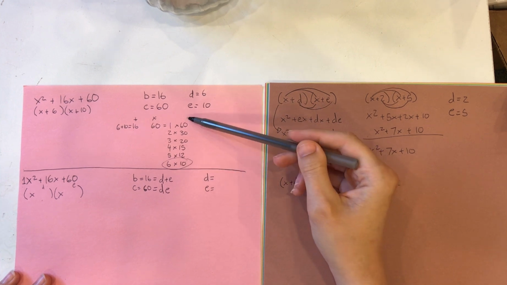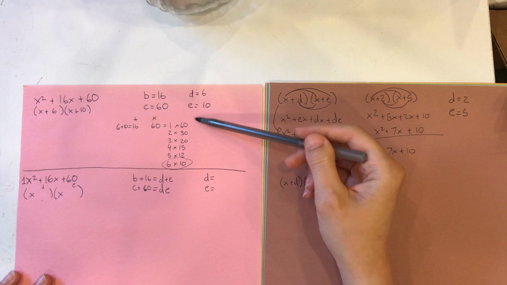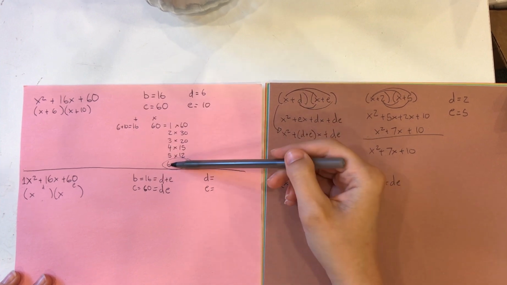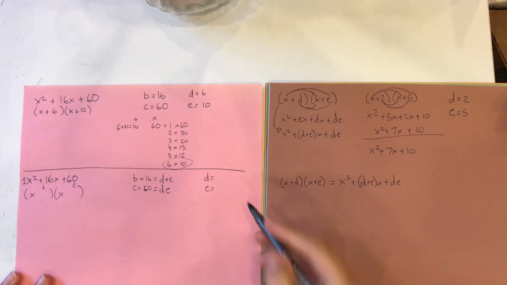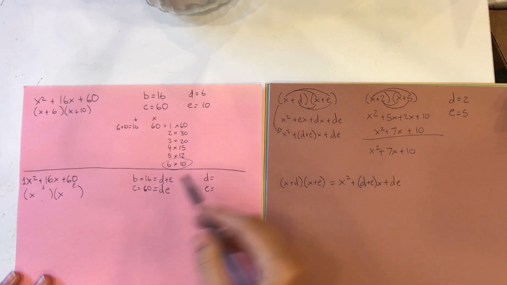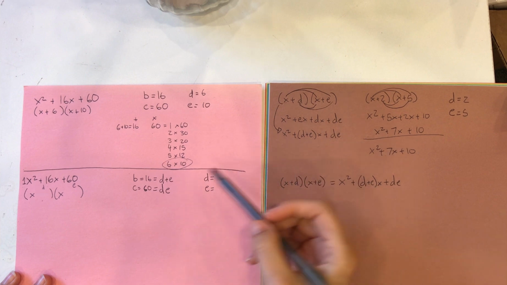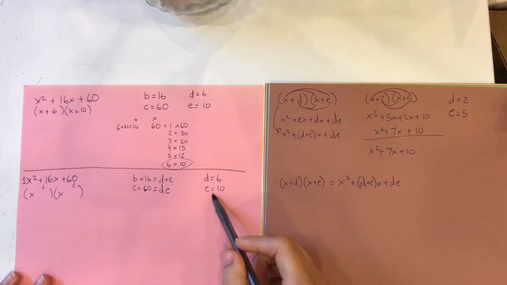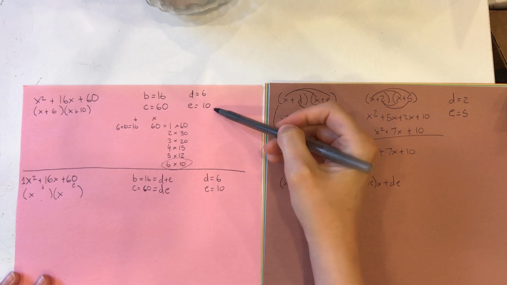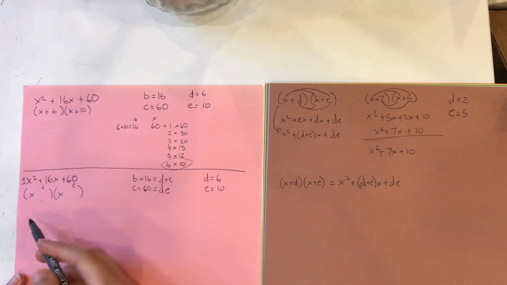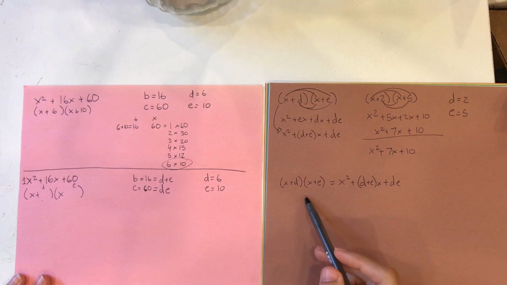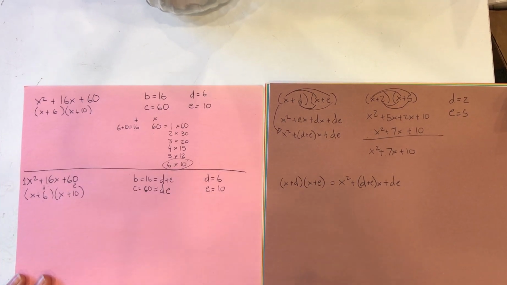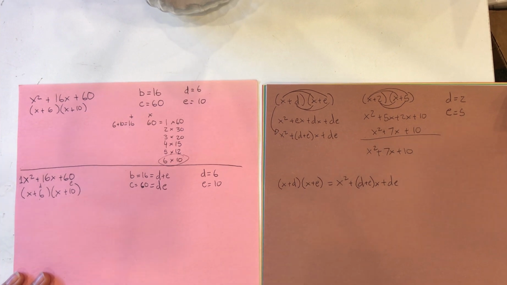So then after writing all of these pairs out, I found the one that adds to 16, which is 6 times 10. So 6 times 10 is 60, and 6 plus 10 is 16. So our two numbers here are 6 and 10, like I've put here. Then I can just plug those in, just like in this equation here. 6 and 10. All right.